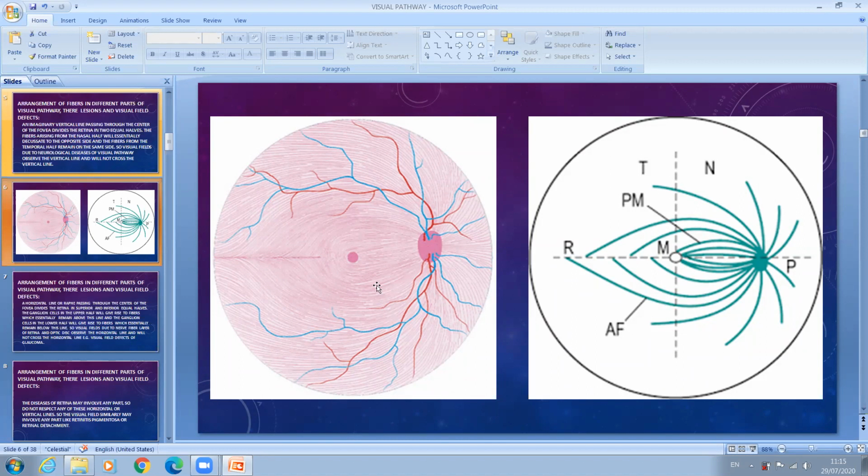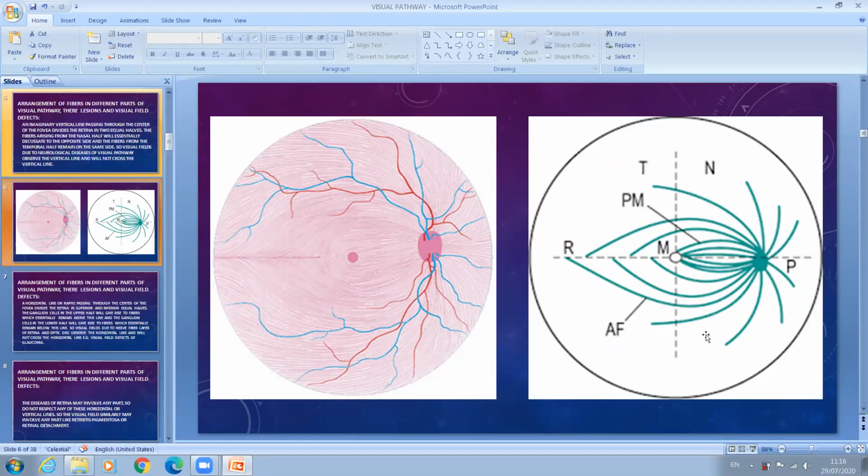So all the diseases which affect the nerve fiber layer of the retina, or the disc area, actually obey the horizontal line. All the visual field effects caused by glaucoma, which affects the nerve fiber layer of the retina, will observe the horizontal line. Most of the time, these visual field effects do not cross the horizontal line. I'll show you the different visual field effects to show this aspect of the visual field changes and its relation with the nerve fiber distribution.